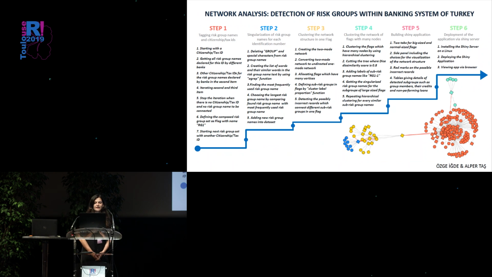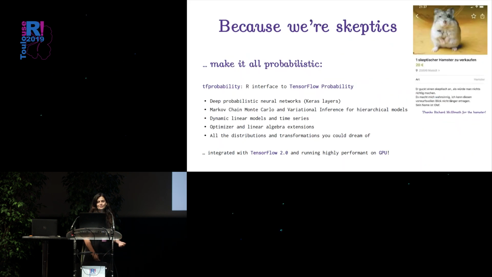Hi, I'm working for a banking regulation and supervisory agency. My project is about network analysis, which is conducted on risk groups of banks reported. After classification of the risk groups, I wrote a Shiny app that demonstrates the risk groups.